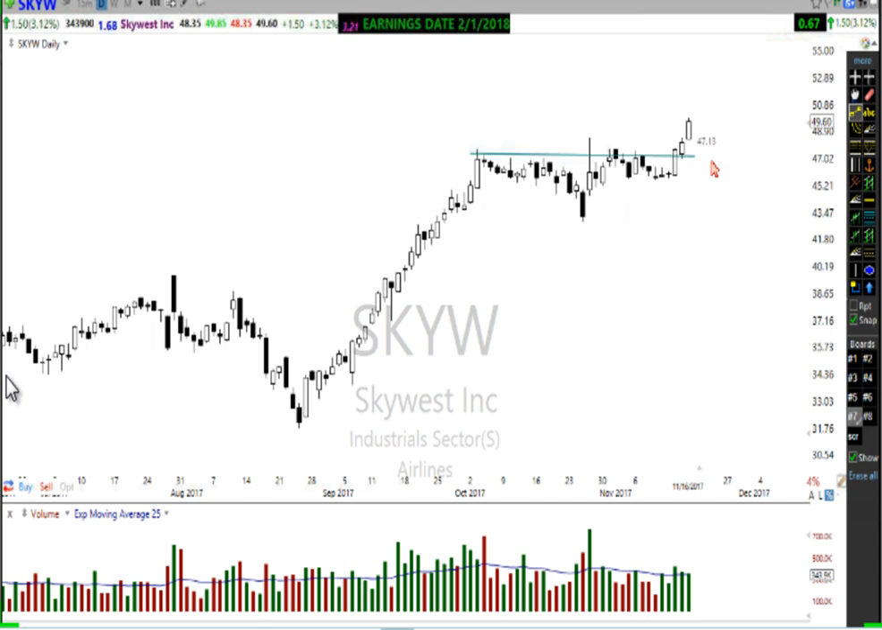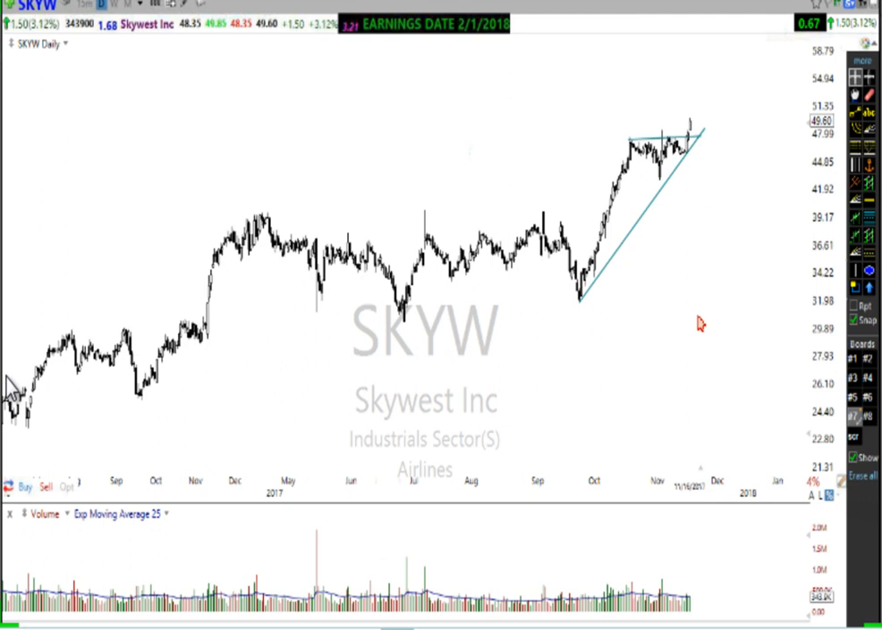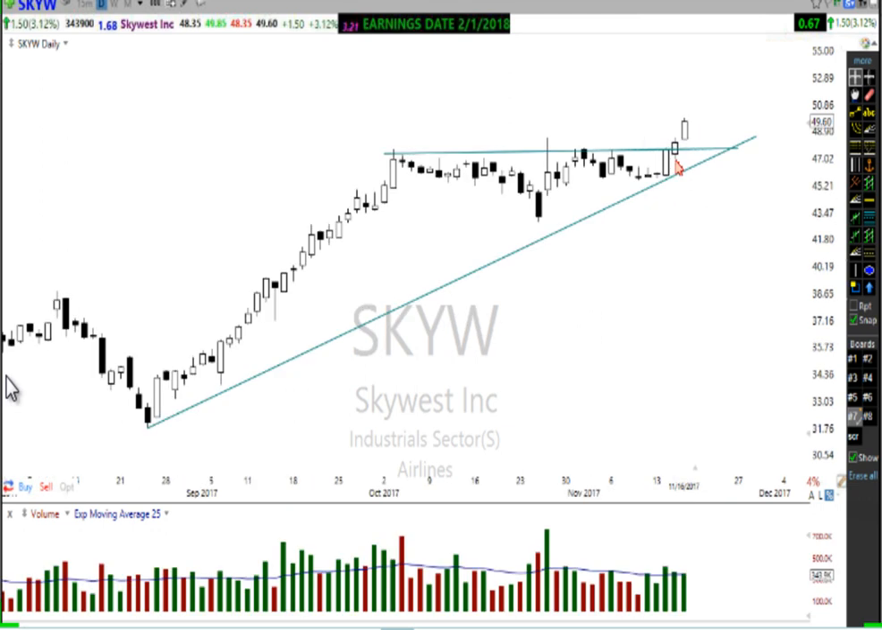SkyWest, nice little breakout here, moving higher. There's our trend in this trade. Everything looks good here. I would not chase it necessarily here. I suspect it may rest here soon or consolidate. I would wait for the next entry into that trade. Nice chart.